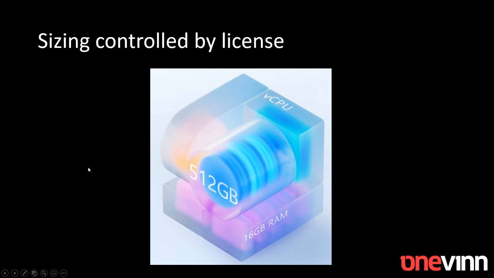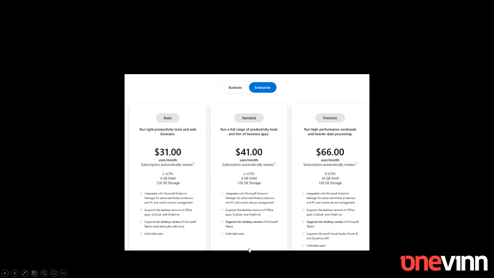As I said before, sizing is totally controlled by license. So if we compare it to Azure Virtual Desktop, where you decide how many CPUs and memory and disk storage and everything, here we don't do anything. We just buy the license. The license is the solution to everything. The price of the license can look like this. This is only the enterprise SKU, because that's what I'm using, and I think I'm going to use most at our customers as well. So basically for $41, I get 2 vCPUs, 8 gigs of RAM, and 128 gigs of storage. And it's extremely fast.